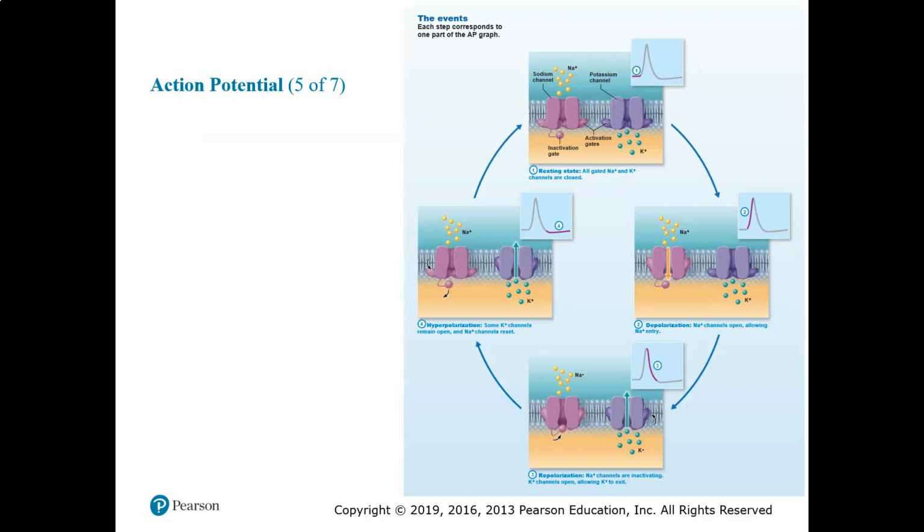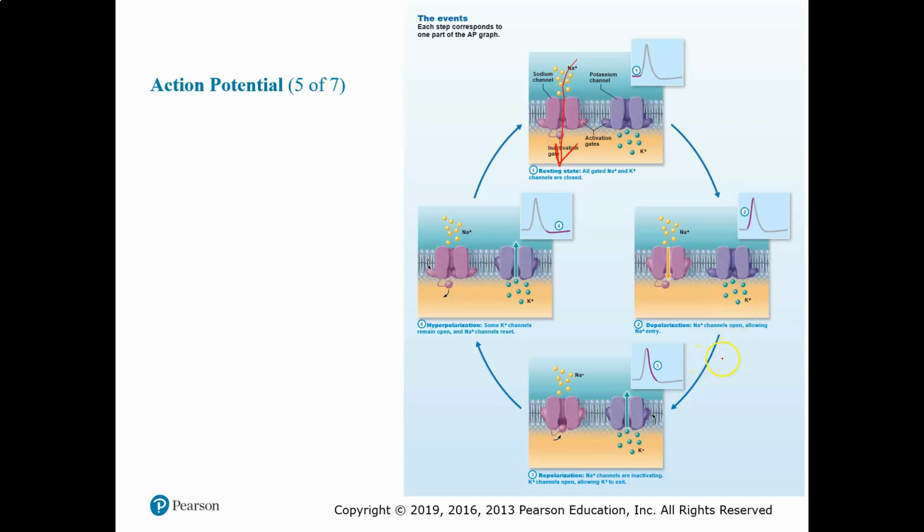Here we have the events of an action potential. What we have is resting membrane potential. The sodium gate is opened, so something causes that sodium gate to open. Now sodium comes in, and we're going to get depolarization, which means that the -70 is going to become less negative.